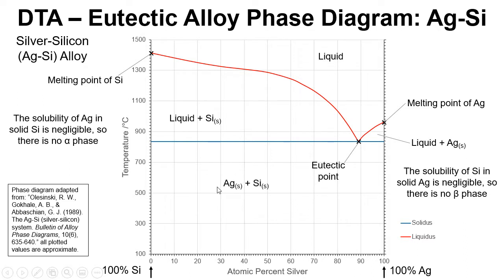And then down here we have two separate phases forming the solid in this region. So all of this is solid, and it's a combination of silver solid and silicon solid. So there'll be small grains and grain boundaries between these to form the alloy. Okay, so that is another example of a eutectic alloy phase diagram.